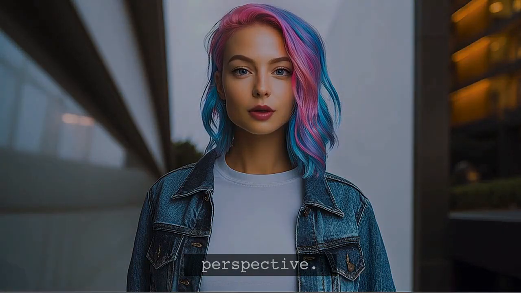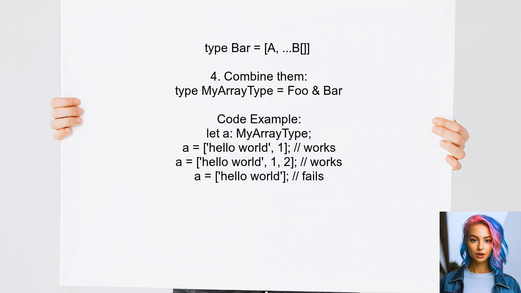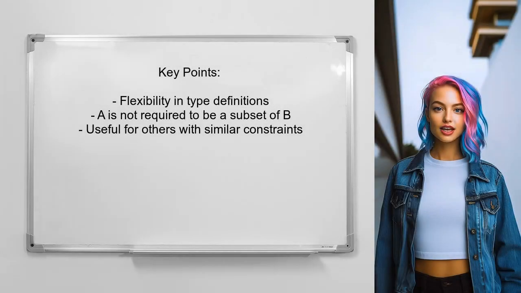Let's see another perspective. An alternative approach suggests defining a type for an array with at least 2 elements. The first element is of type A, and all subsequent elements are of type B. This is achieved by creating an intersection type. For example, you can define A as a string and B as a number. Then you can use an interface to ensure the first element is A, and a tuple type to allow for any number of B elements. This method allows for flexibility, even if A is not a subset of B, which is a limitation in the previously accepted solution. While this constraint wasn't part of the original question, it could be beneficial for others with similar needs.